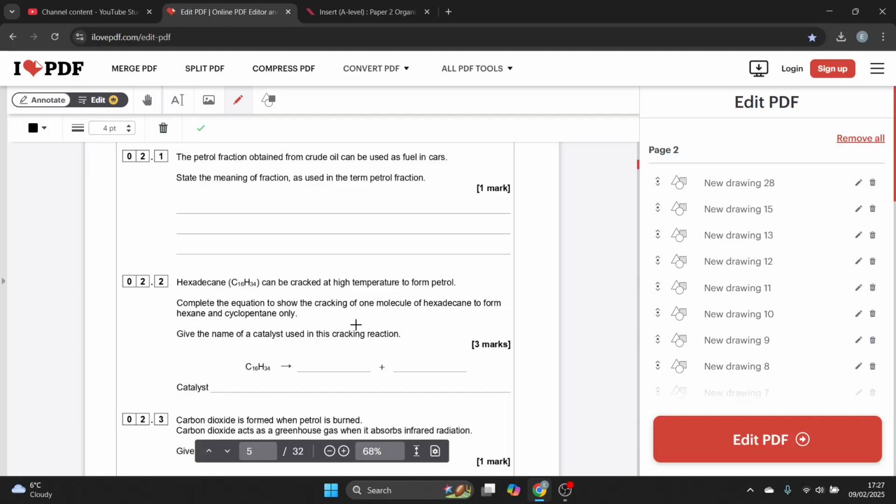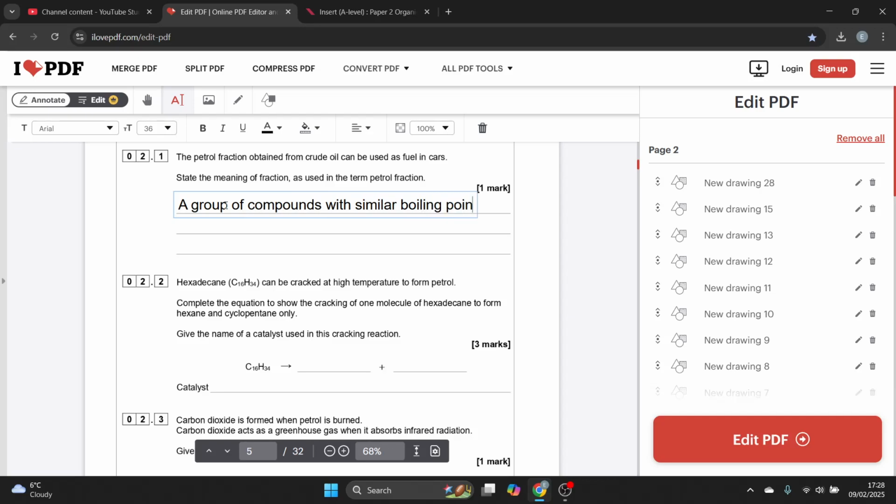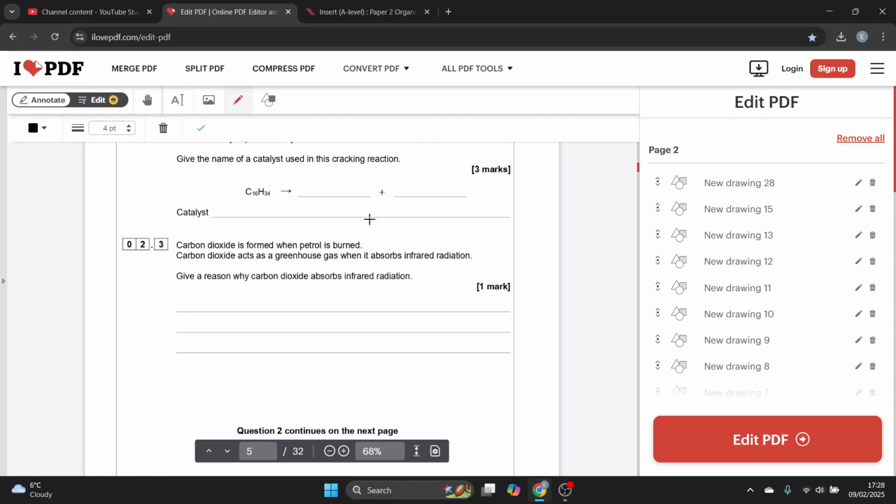State the meaning of fraction as used in the petrol fraction. A group of compounds with similar boiling points.